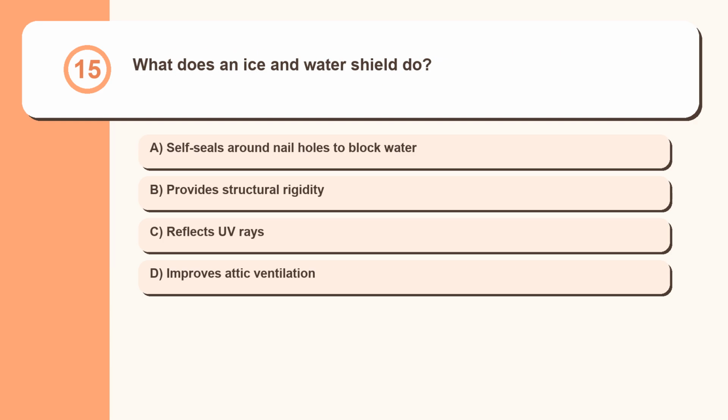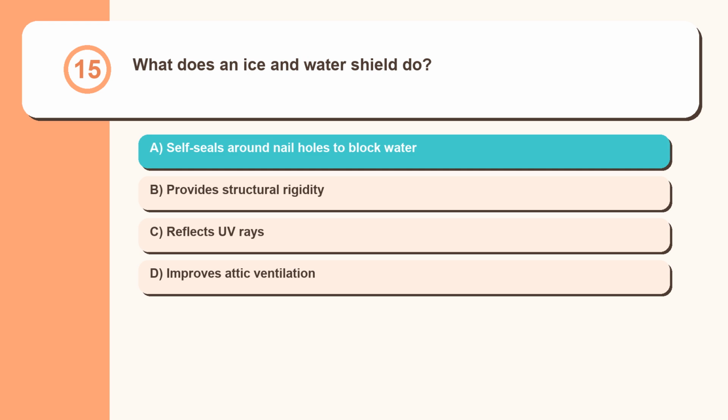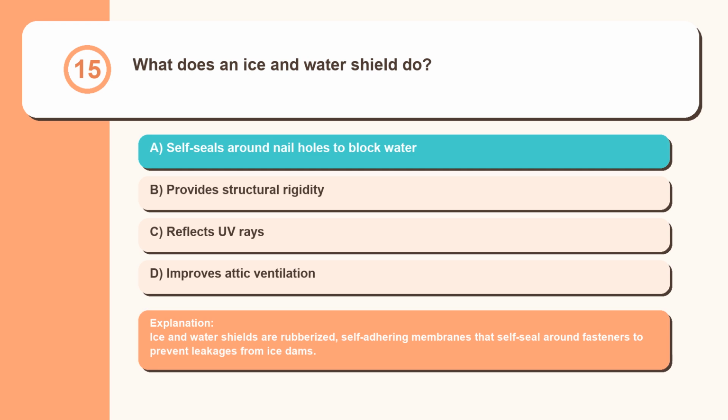Question 15. What does an ice and water shield do? Self-seals around nail holes to block water, provides structural rigidity, reflects UV rays, improves attic ventilation. Ice and water shields are rubberized, self-adhering membranes that self-seal around fasteners to prevent leakages from ice dams.